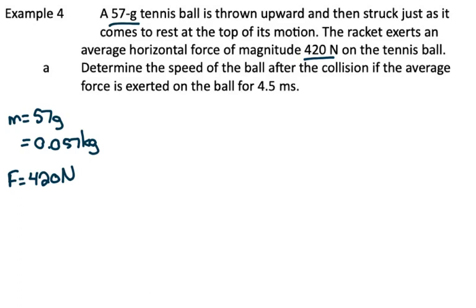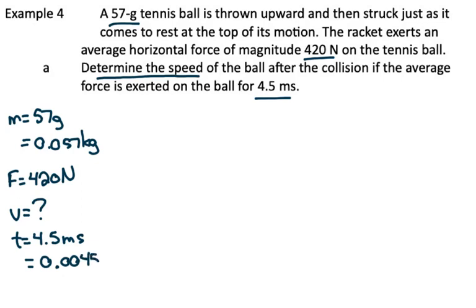A, determine the speed of the ball, which would be V. After the collision, if the average force is exerted on the ball for 4.5 milliseconds. That would be the time. And again, like with the last example, time in calculations must be in seconds. So 1,000 milliseconds in 1 second, 0.0045 seconds.